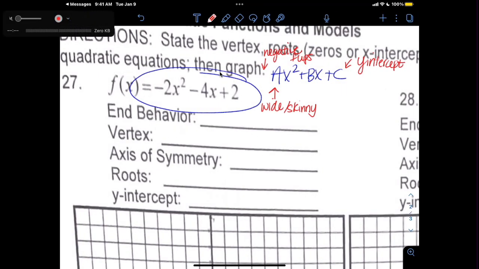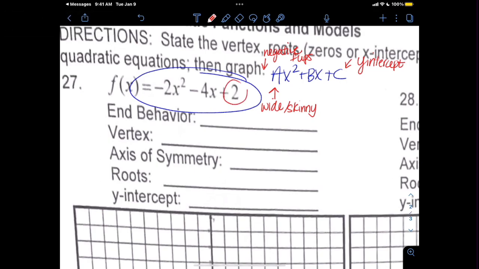So here we've got to figure out a couple of different things. End behavior, vertex, axis of symmetry, roots, and y-intercepts. So let's start with the easiest one. Y-intercept. That's going to be the number that's by itself as long as it's written in this form. Y-intercept is located at (0, +2).